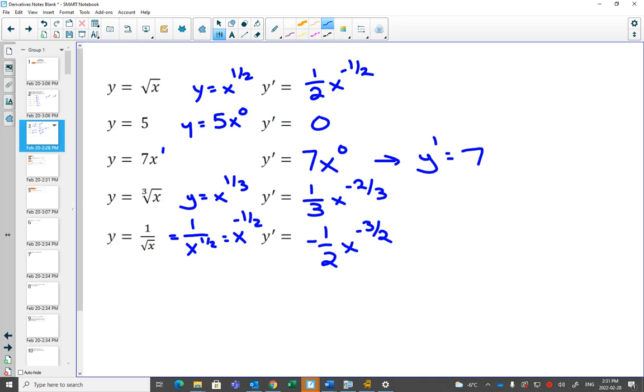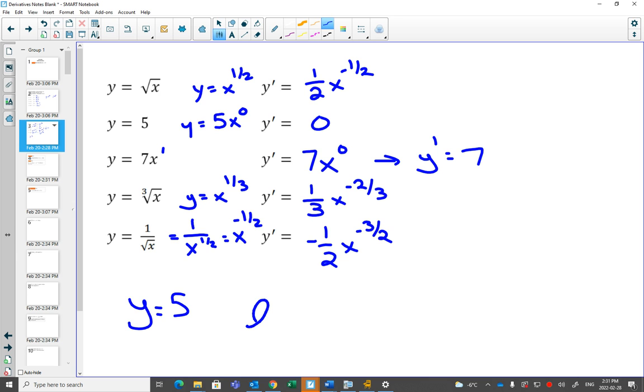Some of these ones, if we used the definition, would have taken us even longer to do. I can imagine that last one taking quite some time, or the cube root one being a little bit more difficult. How would you do this one with the definition? It's kind of an interesting one to do with the definition.